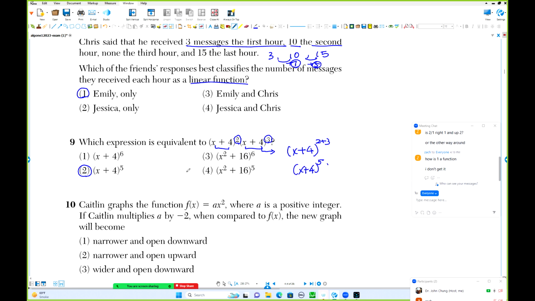Or for any value of x, they have the same value of output. You can simply use x equals 0. When x equals 0, 4 squared, 4 cubed, 4 to the 5 is what? Resulting numbers. Put this number, x equals 0, 4 to the 6, x equals 0, 4 to the 5, x equals 0, 16, 6, x equals 0, 16, 5. Which one is equal to this one? This one. Or you can check it out this way too. That is what we said equivalent. Okay?